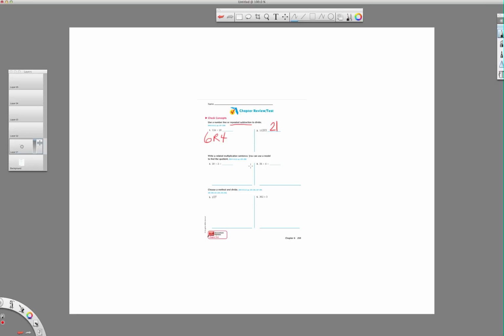Number 3 and number 4 have the same directions. It says write a related multiplication sentence. So they've given us part of 2 division sentences, and they want us to write multiplication sentences. In order to write the multiplication sentences, I'm going to have to solve these 2 problems first so that we can get our third number to use in the multiplication sentence. So 39 divided by 3. We can do this a couple of different ways.